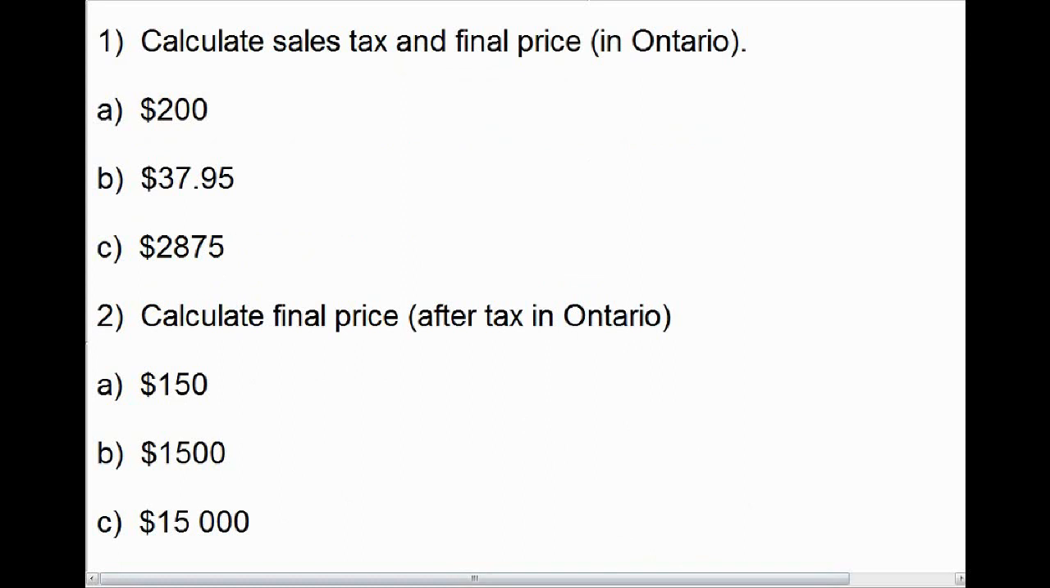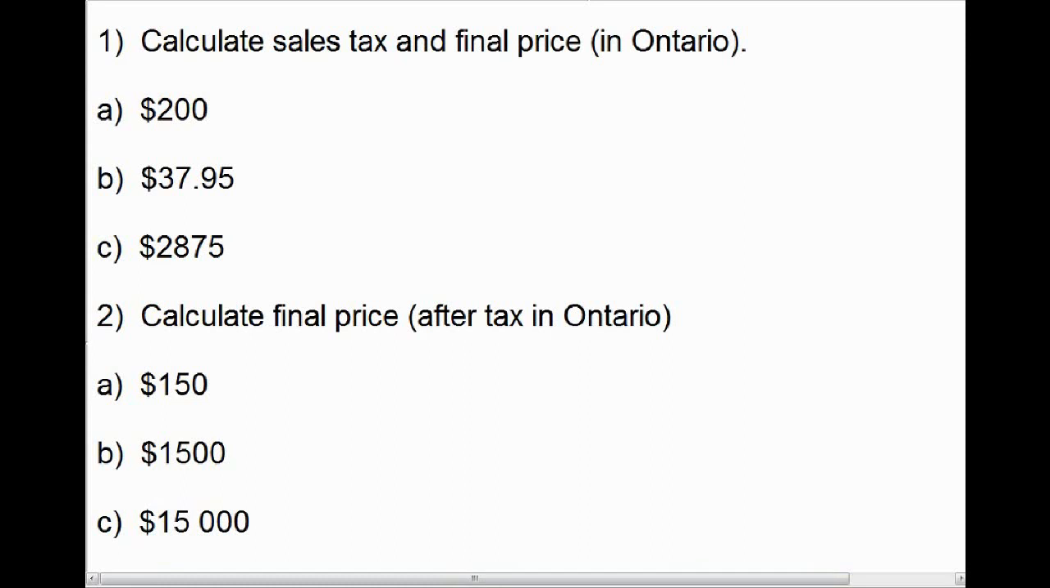So to finish off our lesson on sales tax, I'm going to ask you to calculate a couple of things here. So for question number 1, for each of those 3 prices, you're being asked for both the sales tax and the final price. So for each question there in number 1, A, B, and C, there are 2 answers for each question. How much is the tax in Ontario at 13%, and what is the final price?